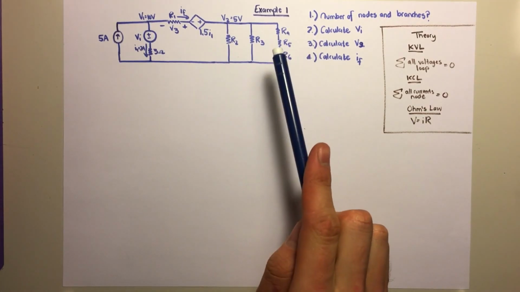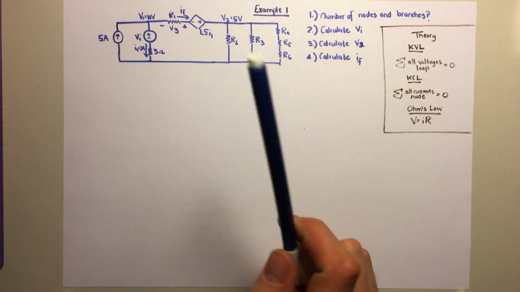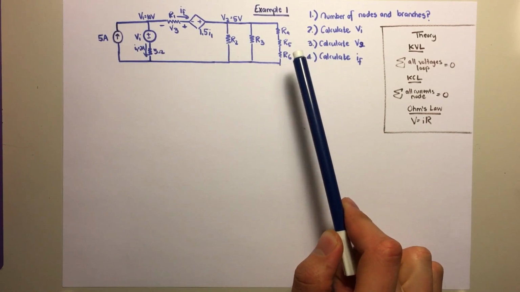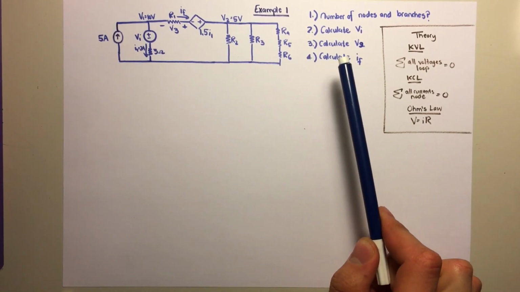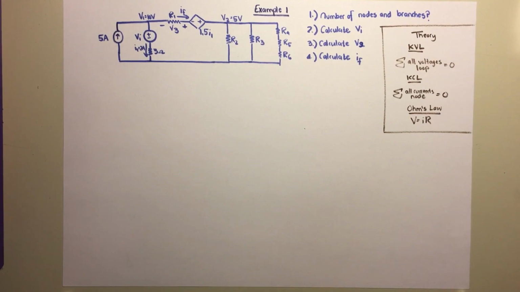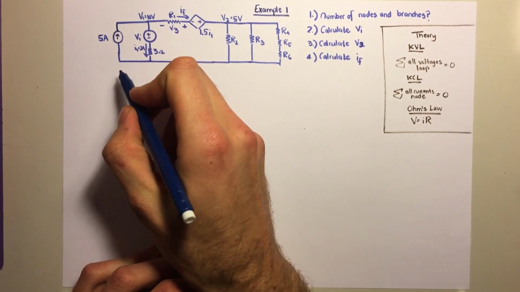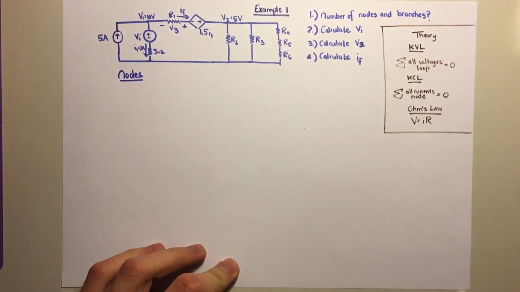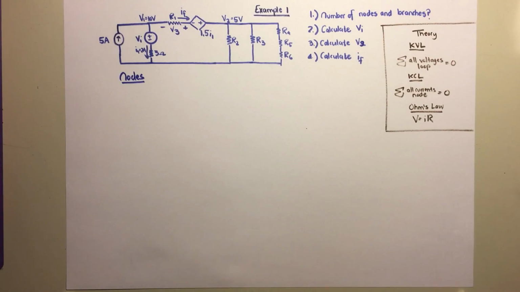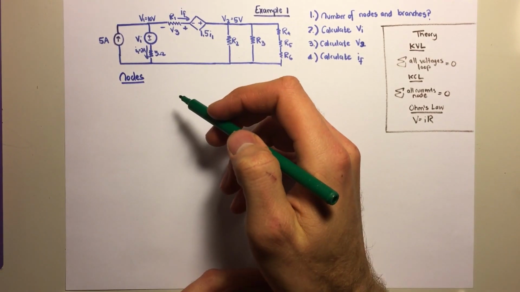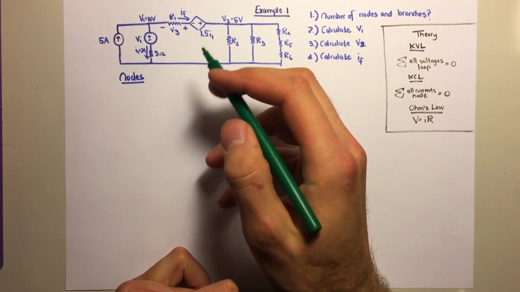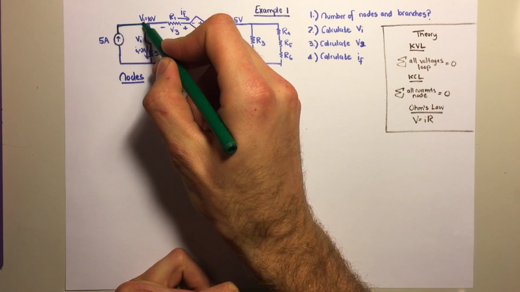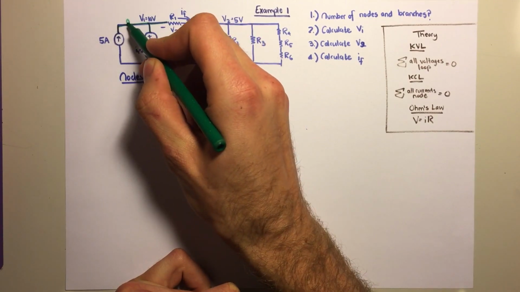This is an example circuit which is given to us. It has some sources, it has some resistances, and we are asked some questions about it. So the first question is, what is the number of nodes and branches in the circuit? Let's first look at the number of nodes. So how do we count the number of nodes? Well, a node is any connection, a single connection between a number of elements within the circuit. So this over here would be our first node.